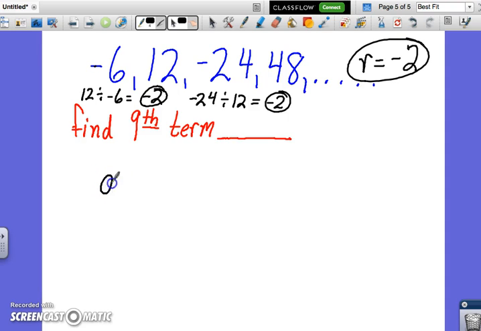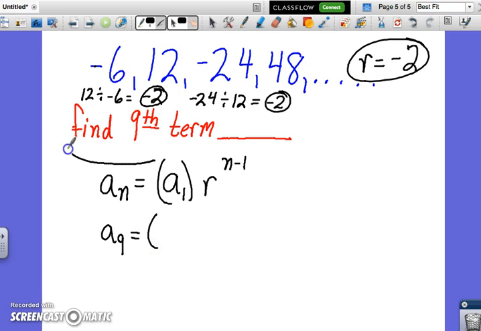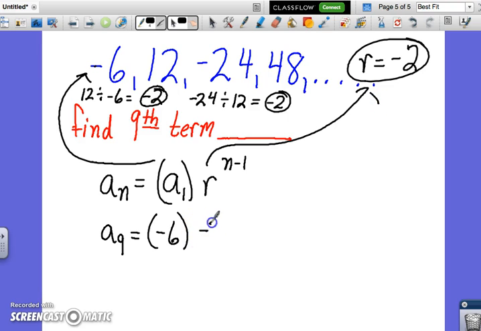So we know we're going to use that formula for geometric. Remember that formula we wrote down just a minute ago: a to the nth is equal to a to the first times r raised to the n minus 1 power. Okay, so we're looking for the ninth term, so our n is 9. So a to the ninth is equal to a to the first, which is our first number in our sequence, negative 6, times r, our common ratio, which we said is negative 2, raised to the power of n minus 1. Well, n is 9, so 9 minus 1.